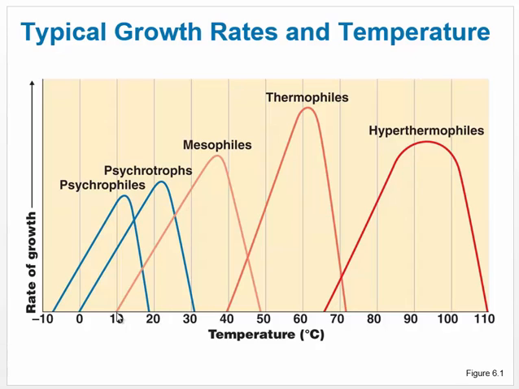Mesophiles go from about 10 degrees to a little bit below 50, maybe 48 degrees Celsius, with an optimal temperature of approximately 37 degrees Celsius. 37 degrees Celsius is body temperature for humans. It's approximately 98.6 degrees Fahrenheit.